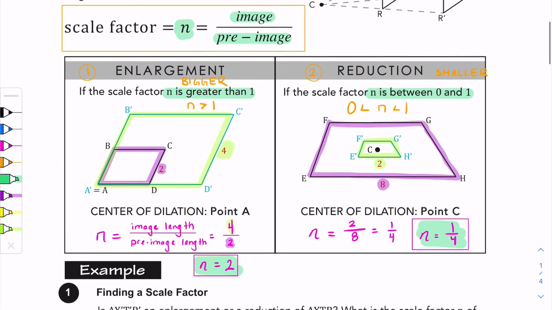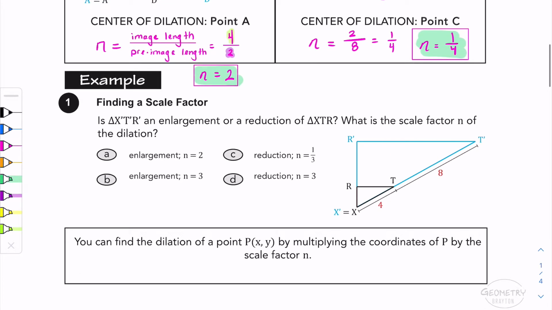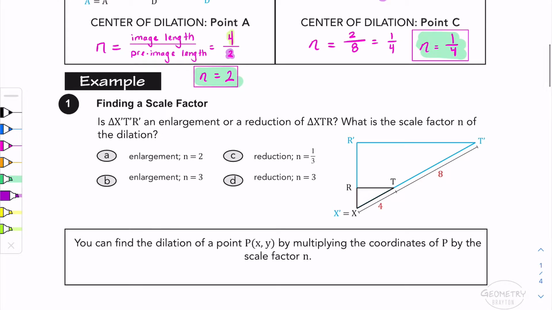Okay, so going through the next few examples, let's grab our formula. The first example says, is triangle x prime, t prime, r prime an enlargement or reduction of triangle xtr? And what is the scale factor n of the dilation? I'm going to highlight my pre-image in purple. I'm going to highlight my image in green. So is the image smaller or larger than the pre-image? Hopefully you all know that the image is larger, so therefore it's going to be an enlargement.